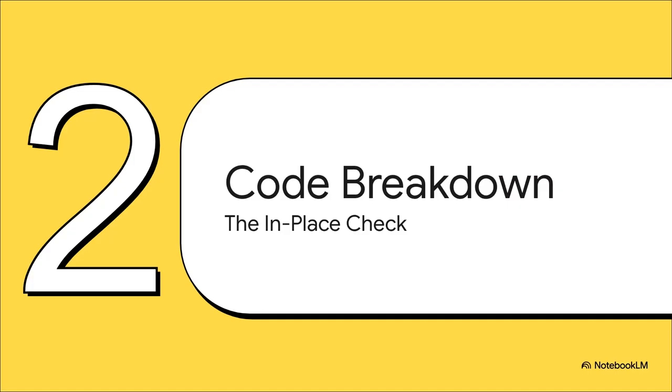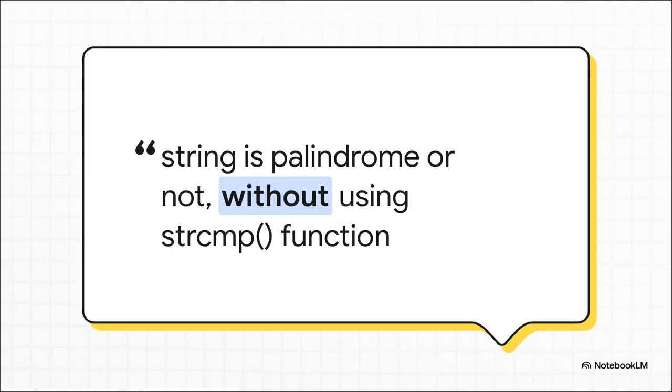So that logic is simple enough for us humans. But how do we translate that two-finger idea into actual C code? Let's break down our first method for doing this, what we'll call the in-place check. Okay, here it is. This is what the whole thing looks like in C. Now, don't worry if it just looks like a bunch of symbols right now. We're going to break down the most important parts so you can see exactly how it's doing that two-finger check.